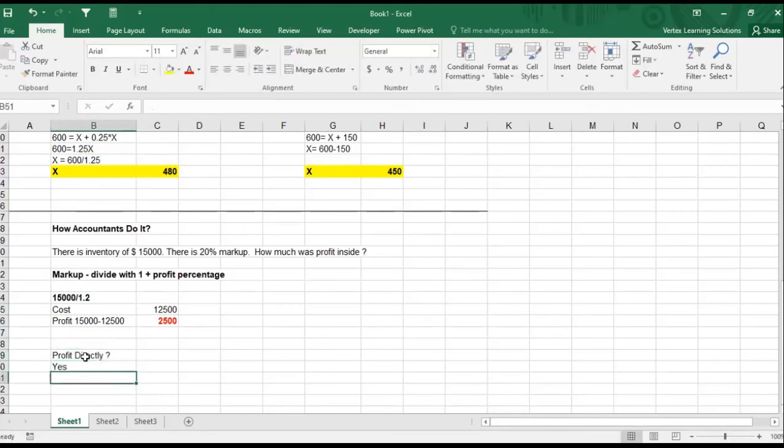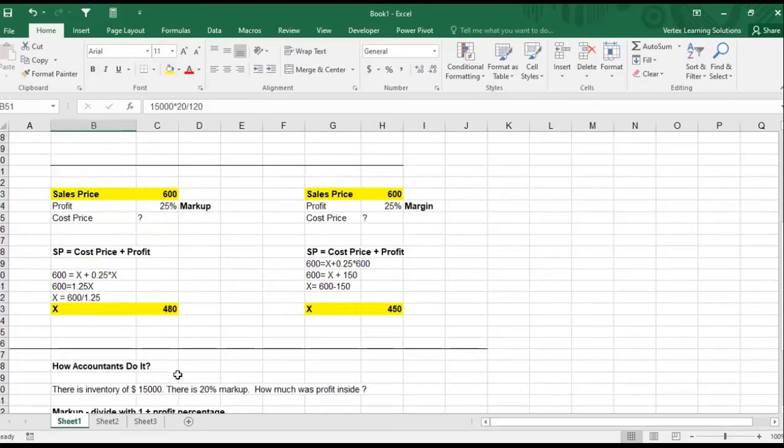How do I do that? See here, the formula. Accountants on calculator, you should say 15,000 multiplied by 20 divided by 120. This is what I did. And let me put it here, and I put equals to sign, and you get 2,500 answer. So you just did it in calculator in one step. You don't need to do all of that long thing, okay?